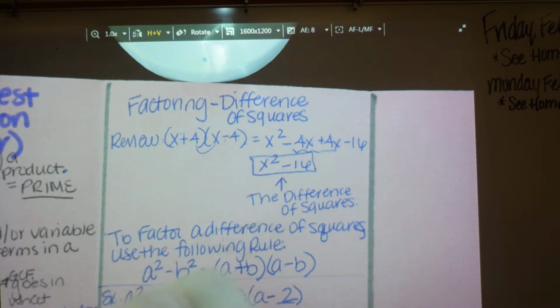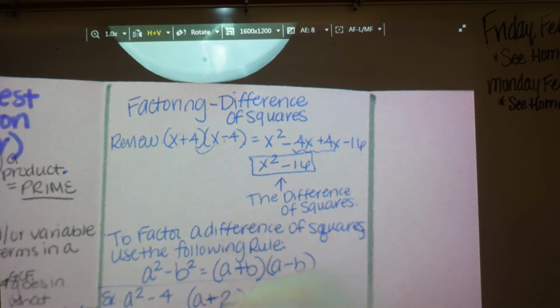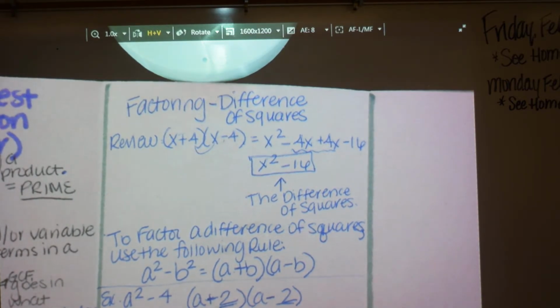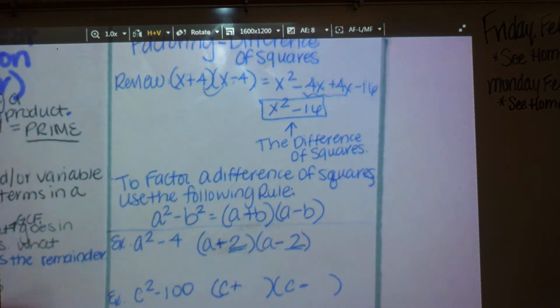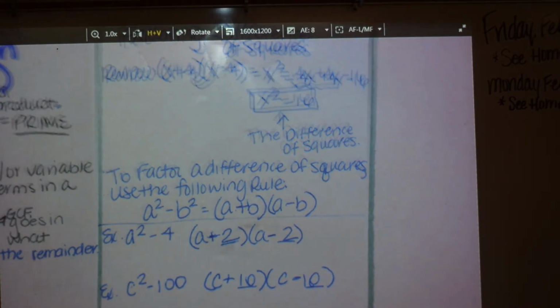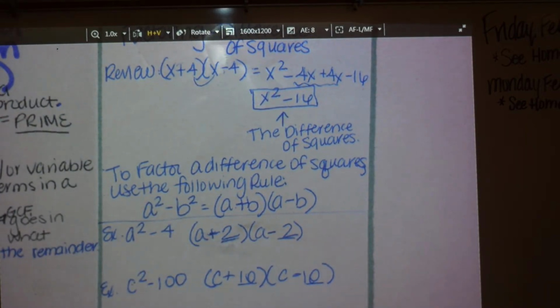C squared minus 100, we're going to factor it. We know we're working with 2 binomials. We know we're working with C as the first term, a plus sign, and a subtraction sign. The process is the same every time. Now we're looking for the perfect square of 100, the square root, and that is 10. And that's our factored solution.